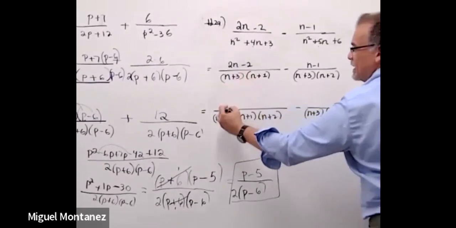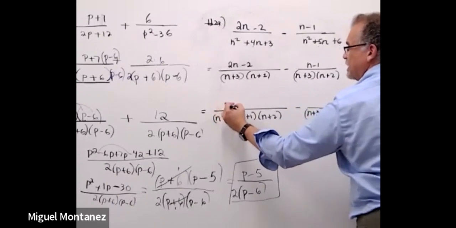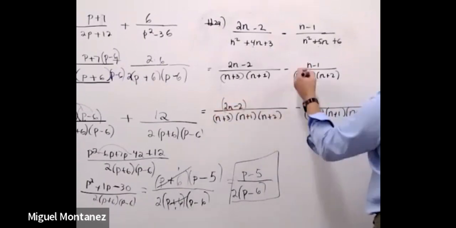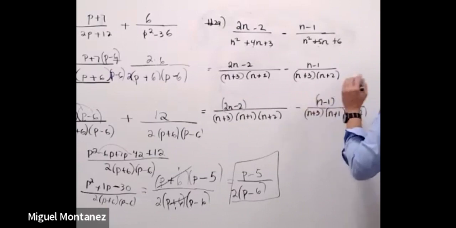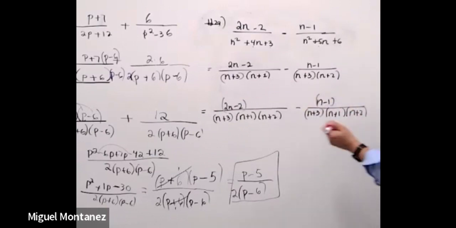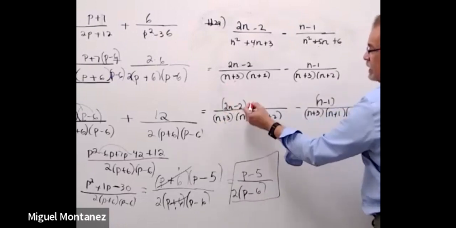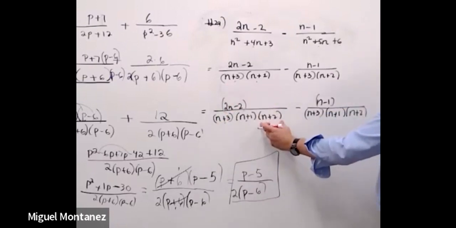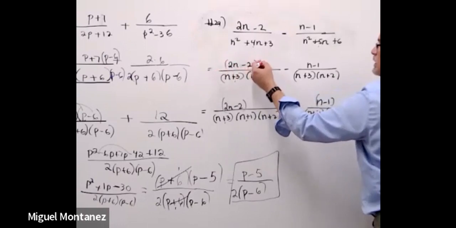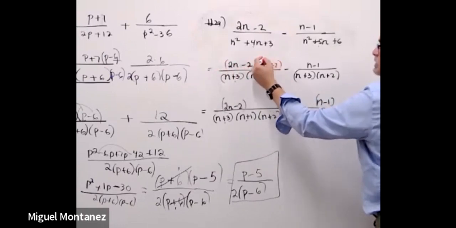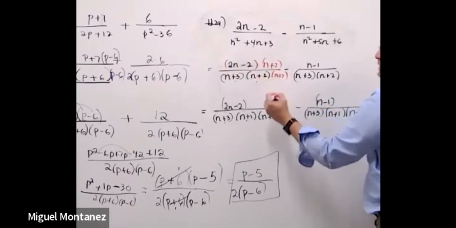Okay. So now, of course, I have 2n minus 2. Here I have n minus 1. Now, which one am I missing? Notice that I have n plus 3, n plus 1. I still need n plus 2. So we'll multiply here n plus 2 times n plus 2.